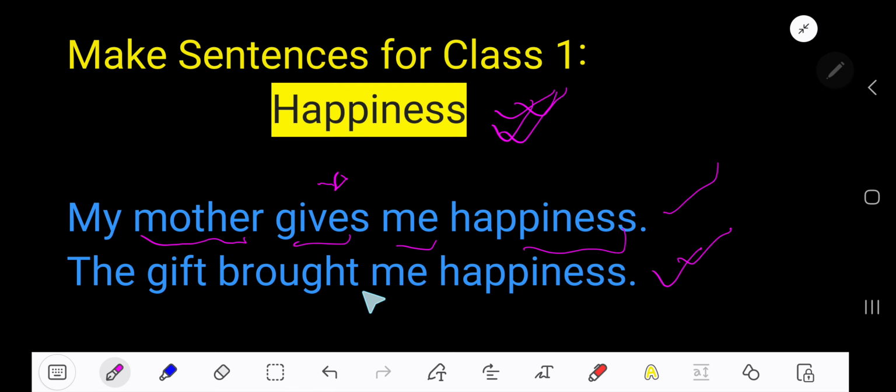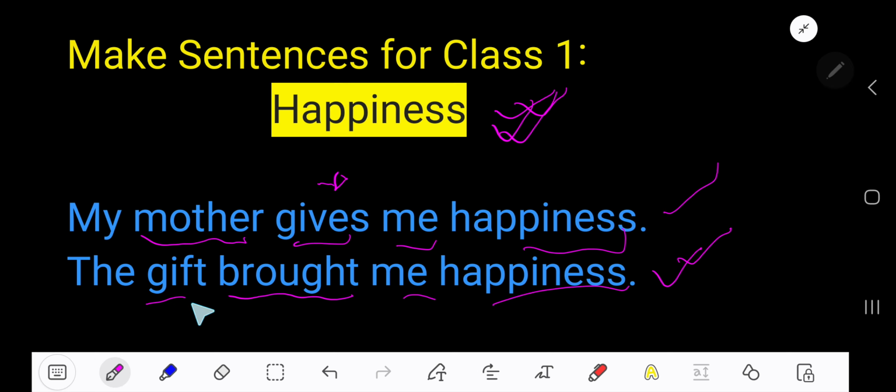Okay, now come to the second sentence. The gift brought me happiness. Again, this is a transitive verb from bring. The past form of bring is brought, right? Brought, the past form. So this is a sentence of past indefinite tense. The gift brought me happiness.